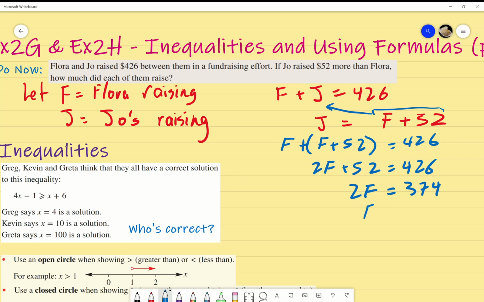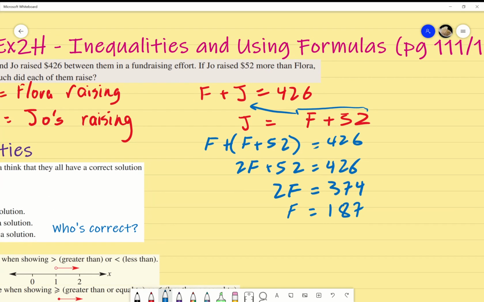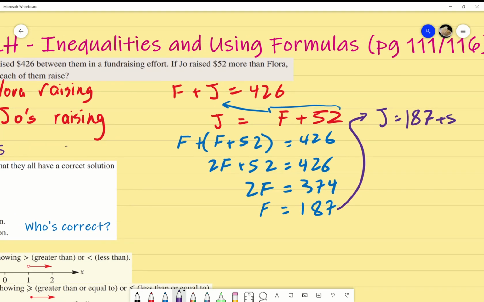Then I divide both sides by 2. 374 divided by 2. What's that? 187. Are we done? Are we happy with that? No. You have to calculate J as well. So, to do that, I'm going to put that into this equation. So, if I put that in the equation and say J equals F, which is 187, plus 52, which gives us an answer of 239.